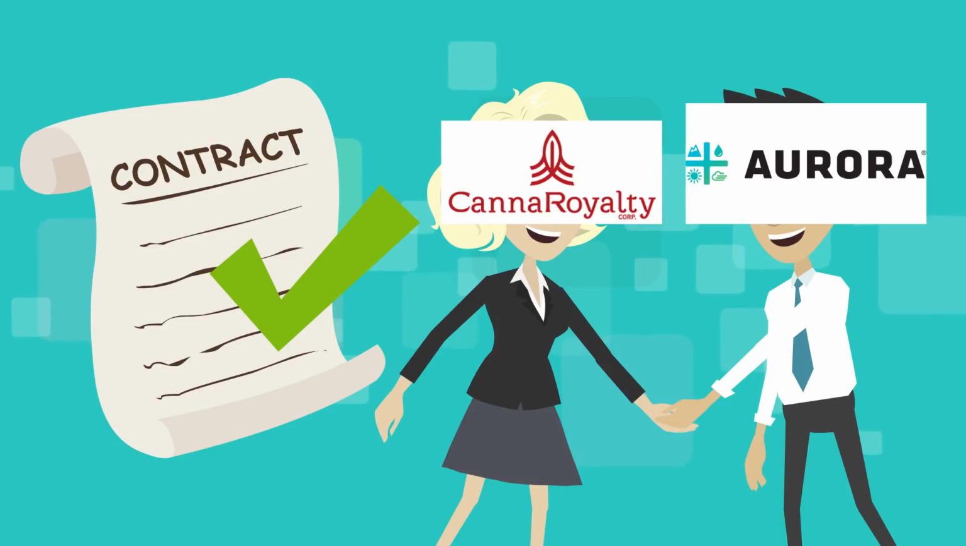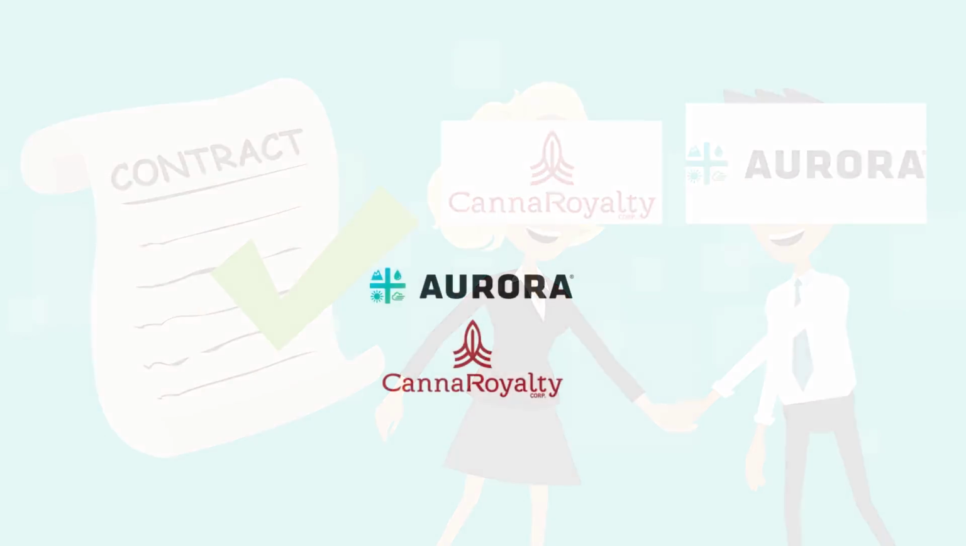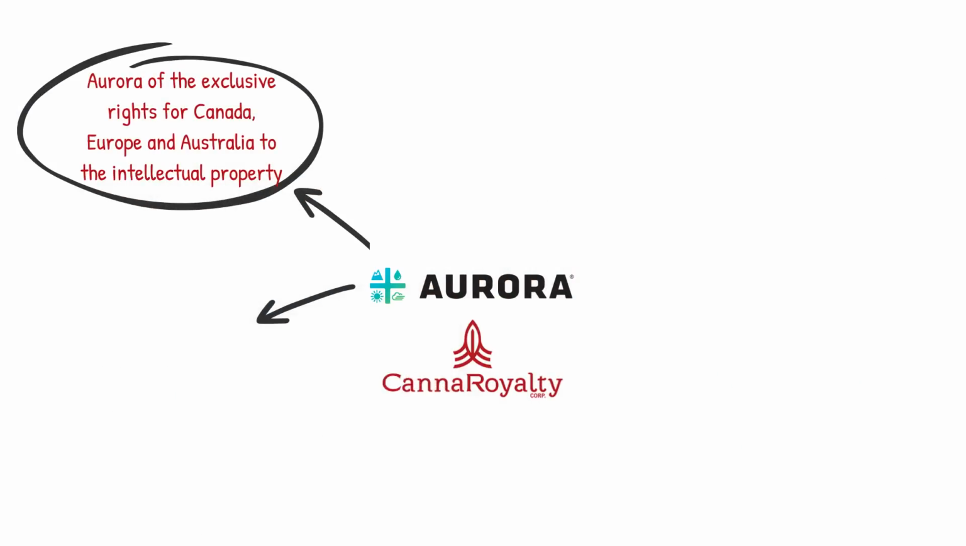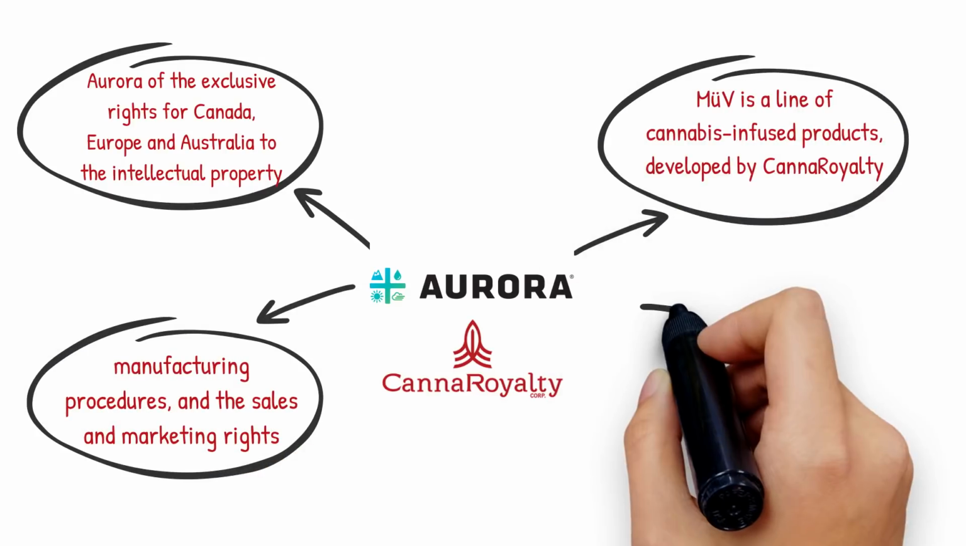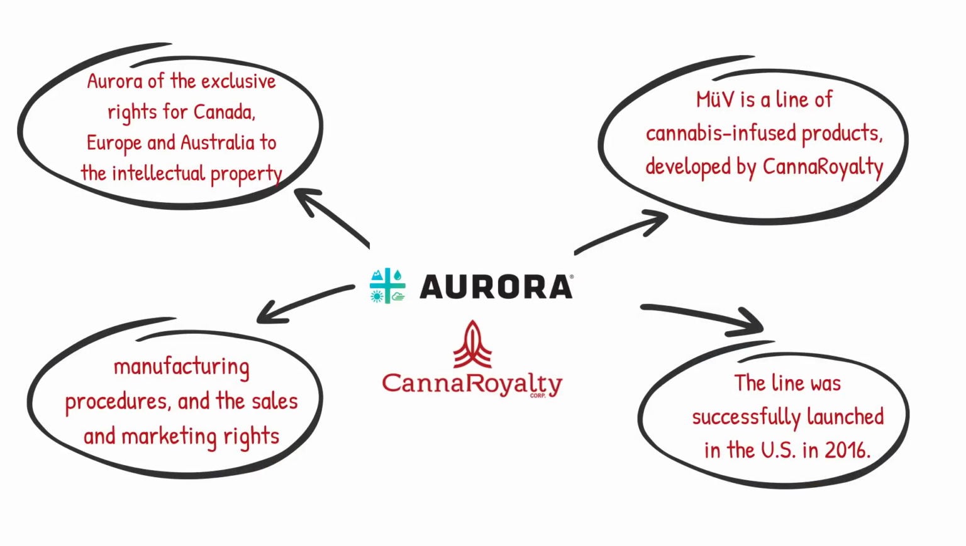On December 13, 2017, Aurora and Canna Royalty Corp announced that the companies have signed a binding letter of intent, giving Aurora the exclusive right for 90 days to negotiate a final licensing agreement. The final agreement concerns the acquisition by Aurora of the exclusive rights for Canada, Europe, and Australia to the intellectual property, manufacturing procedures, and the sales and marketing rights related to a portfolio of specialty branded cannabis drug delivery technologies from the award-winning MUV brand, to which Canna Royalty holds the licensing rights.